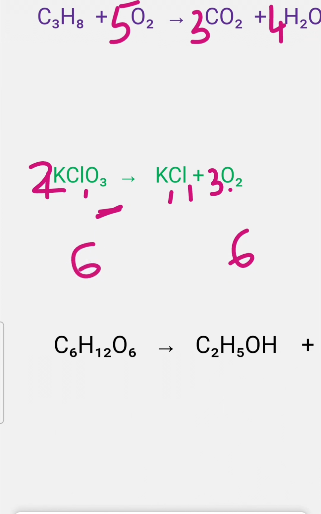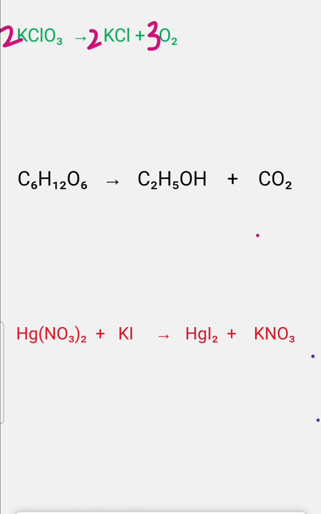Oxygen is balanced. But what is unbalanced here? Here potassium chloride is unbalanced, because at the LHS side 2 potassium chloride, at the RHS side only 1. So what do we have to do? We have to put 2 as a coefficient here. It is balanced.